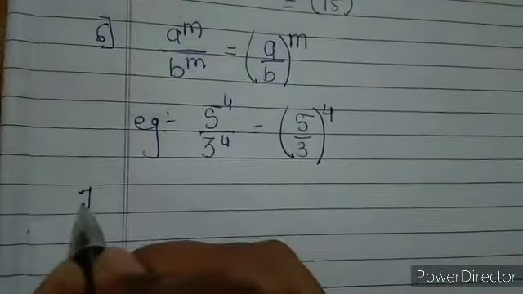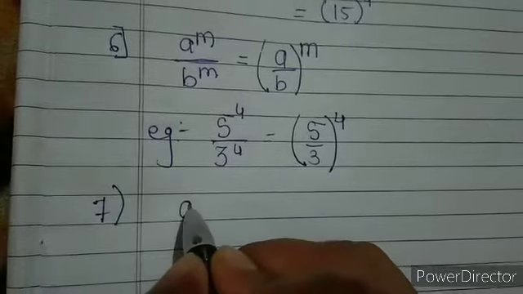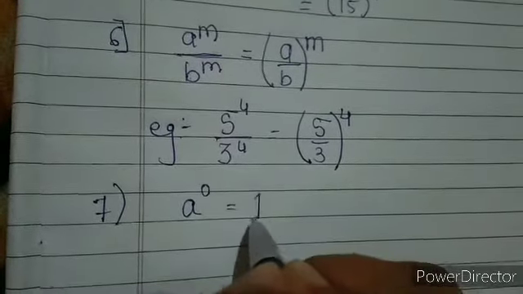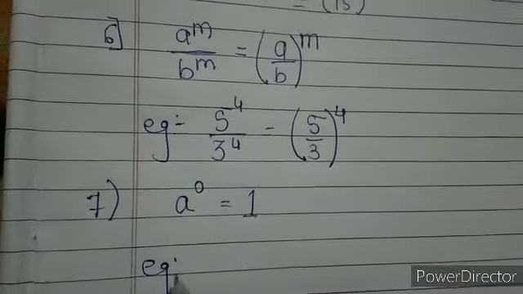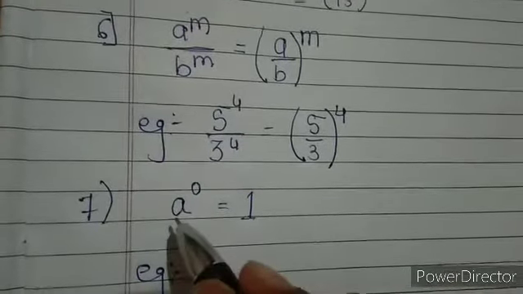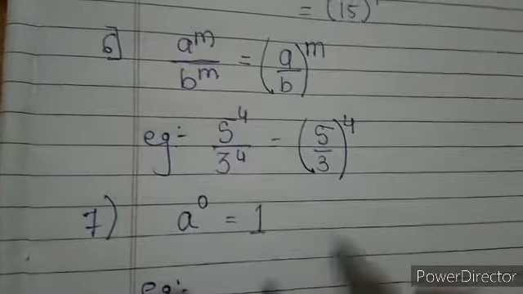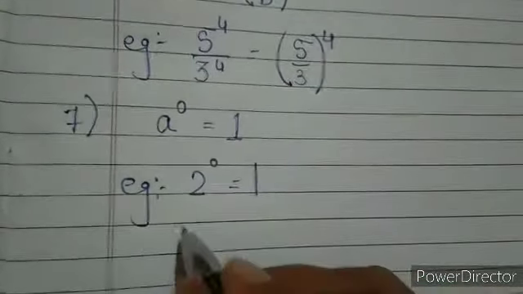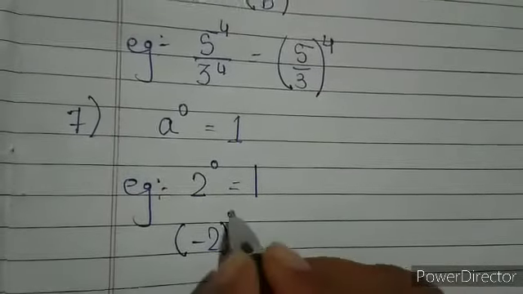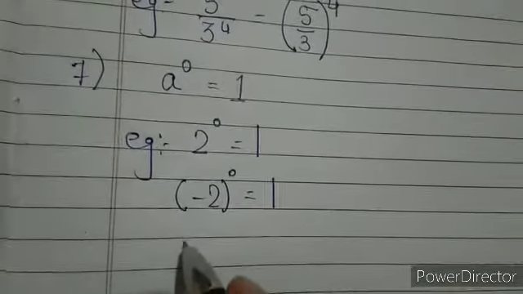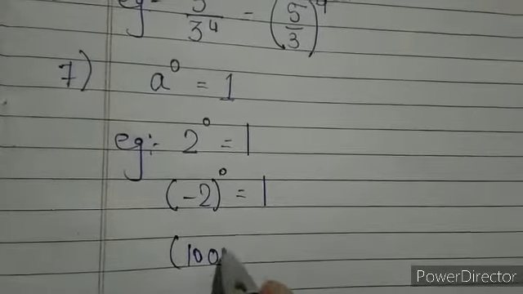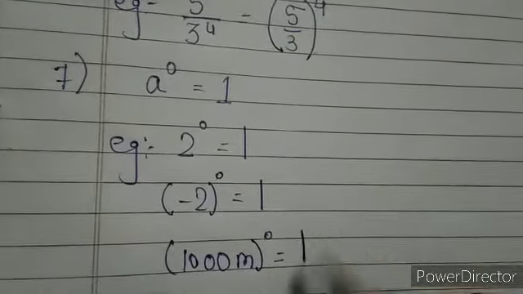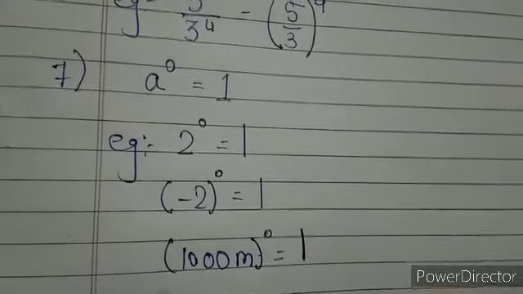The next law is a raised to 0 is equal to 1. This means any number raised to 0 is equal to 1. If I take 2 raised to 0, then also the answer is 1. If I take minus 2 raised to 0, then the answer is 1. If I take 1000 raised to 0, then again the answer is 1. Any number raised to 0 is equal to 1.